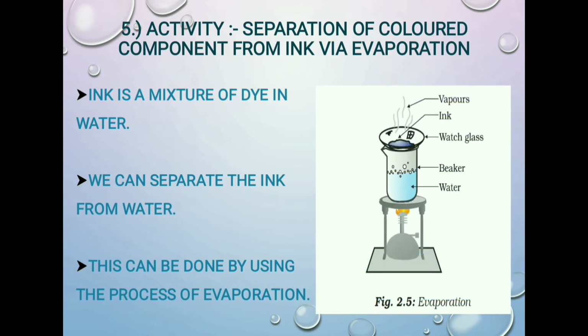Let me discuss an activity for it. As you can see in the picture, there are many apparatuses such as the burner, tripod stand, beaker, watch glass, etc. Let's start to explain the activity. For it, fill a half beaker with water, then put a china dish on the mouth of the beaker and also put a few drops of ink in the watch glass. Then start heating the beaker.